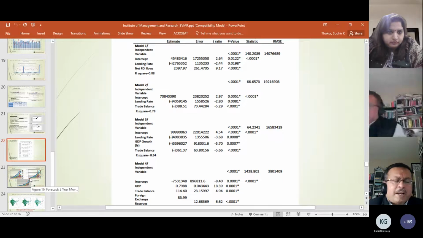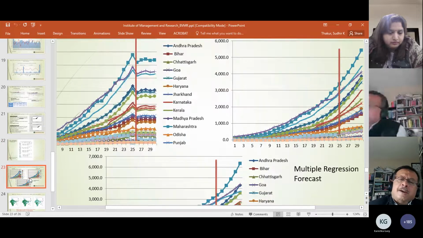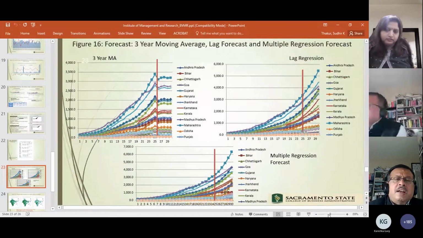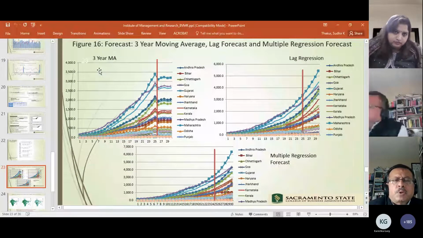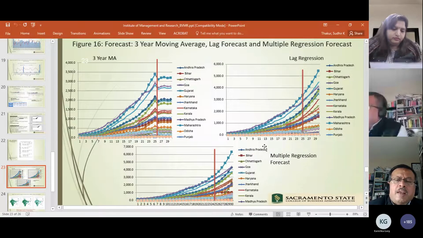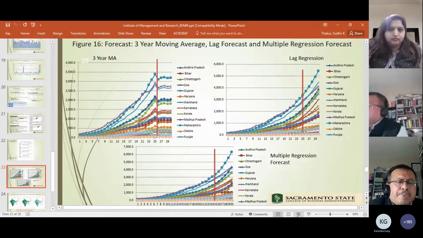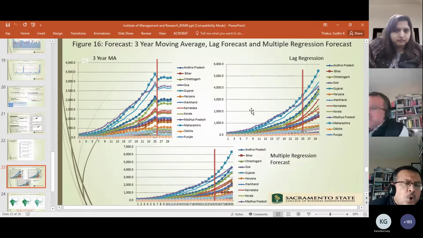So this is a paper that I've written, which is currently under review with a journal. Moving on to the next slide, I did some predictions using the 3-year moving average, the lag regression, and the multiple regression. You can see some pretty charts and figures here, but it does not tell us a whole lot.